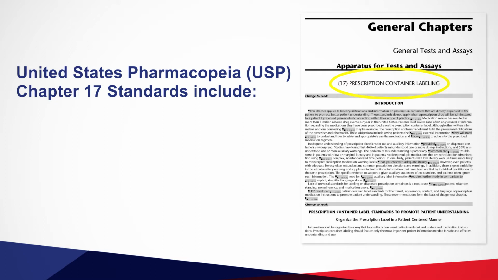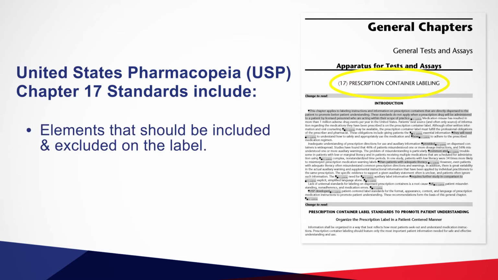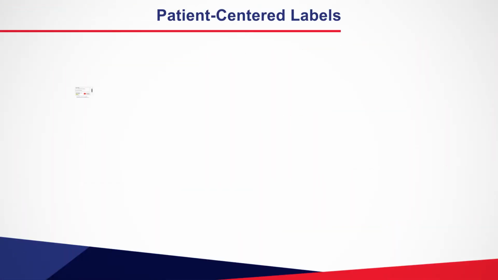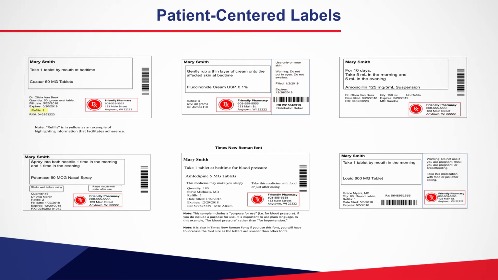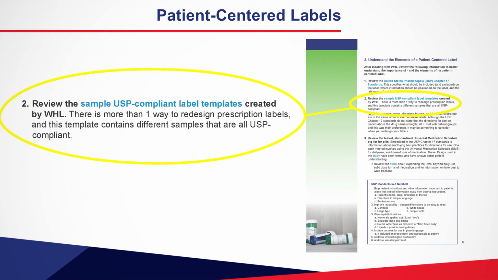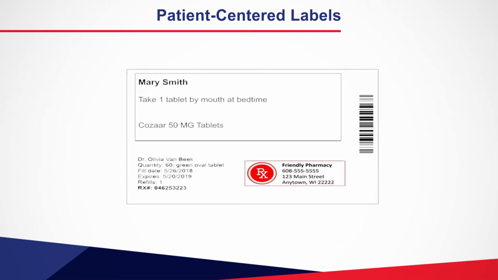The USP Chapter 17 standards state what should be included and excluded on the label, and also discuss where the element should be placed on the label and the rationale behind it. Once you have read through the USP Chapter 17 standards, please review the USP-compliant sample label templates created by Wisconsin Health Literacy. These are found on page 6 of the Implementation Guide. As you will see, there is more than one way to redesign labels and still adhere to the USP Chapter 17 standards. Here is an example.